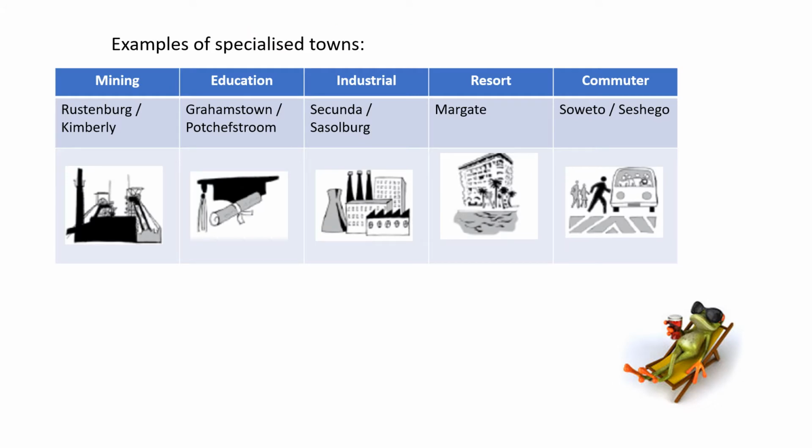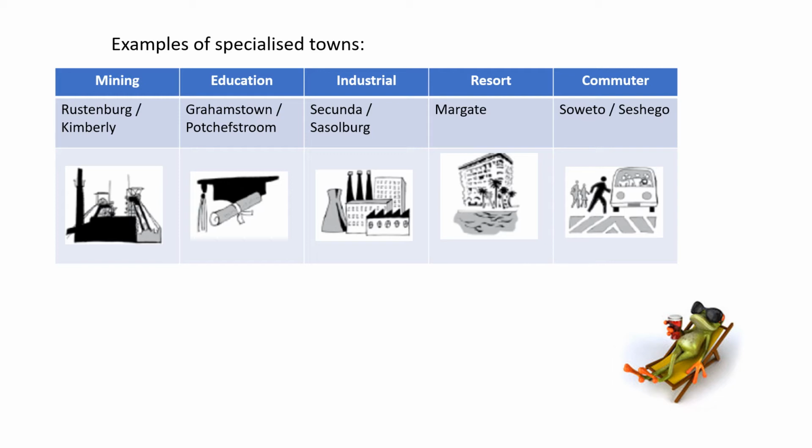So examples of specialized towns, we've got mining, that would be Rustenburg, and then Kimberley as well, where diamonds were discovered. Education, most definitely Grahamstown, and also closer to home is Potchefstroom. Industrial towns, cities, that would be Secunda, Sasolburg. Resort towns, we'd all like to be in a resort town. This frog here at the bottom, he definitely looks like he's in a resort town. So a good example there is Margate.